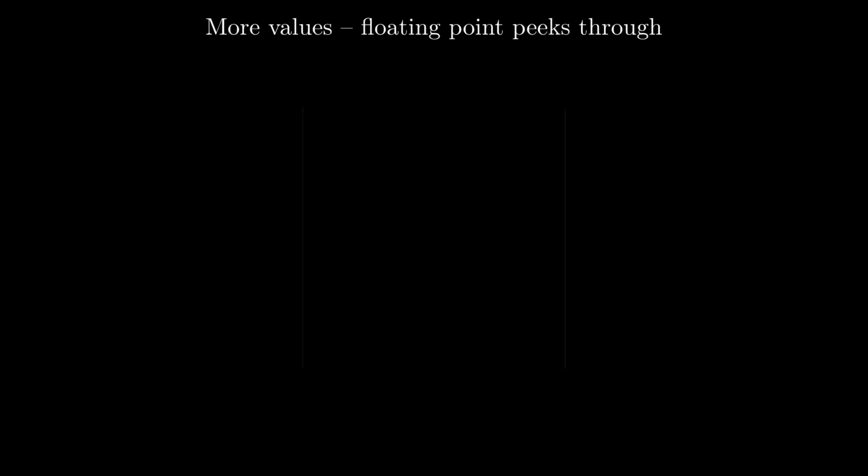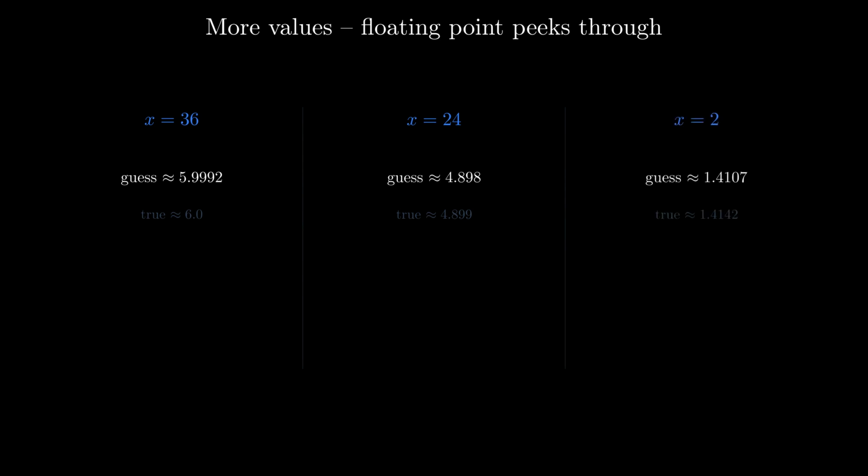Let us try a few more values and watch floating point peek through. For 24, the program gives about 4.898, and the true answer is 4.899, so we are close. The square root of 2 comes back as about 1.4107, near the real 1.414. Look carefully at the guess squared in these runs and you will see ugly tails, a number that should be clean trailing off into zeros, and then a tiny crumb at the very end.